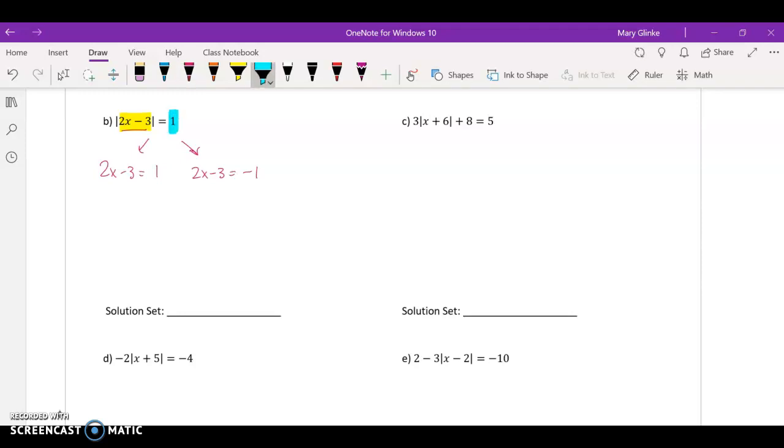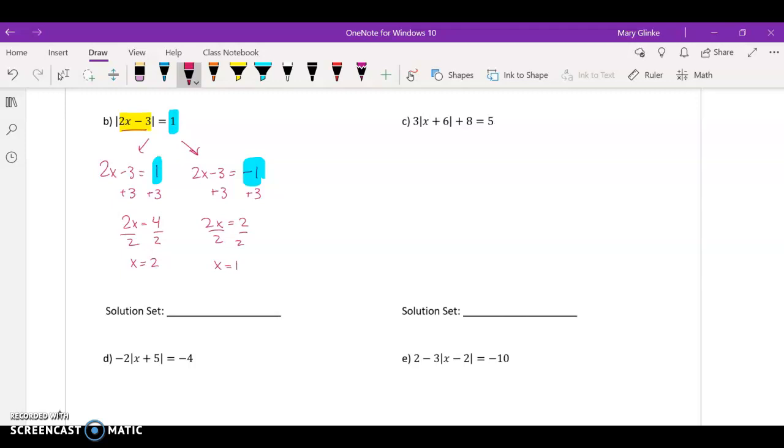So again, leave what's inside alone, and what it equals, that's what you're going to make one positive and one negative. Now we're going to go ahead and solve each equation. And so our first one gives us x equals 2. And our next one we get x equals 1.